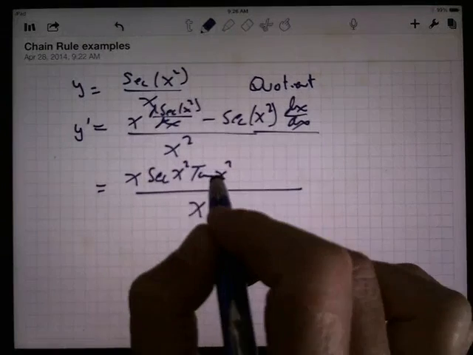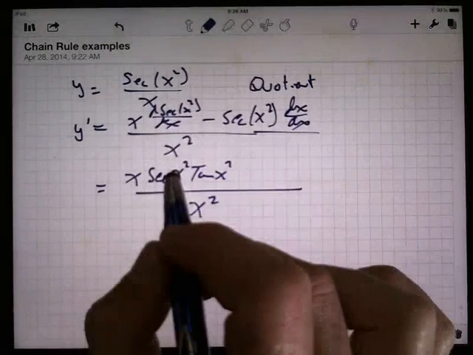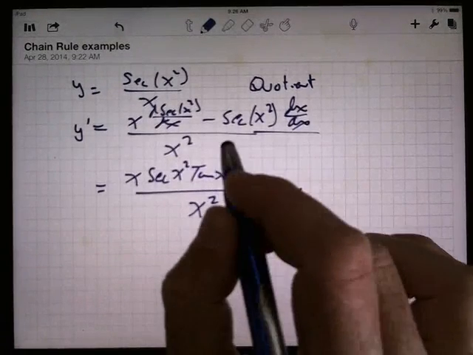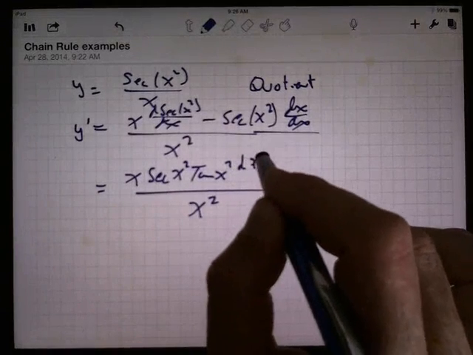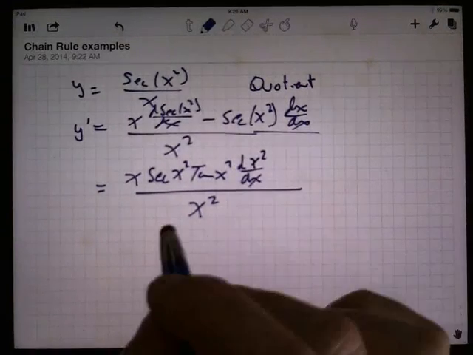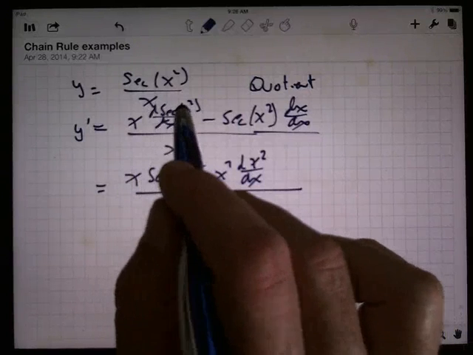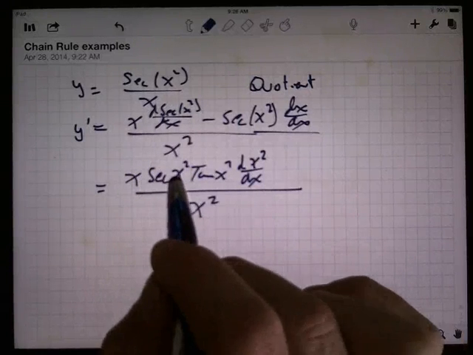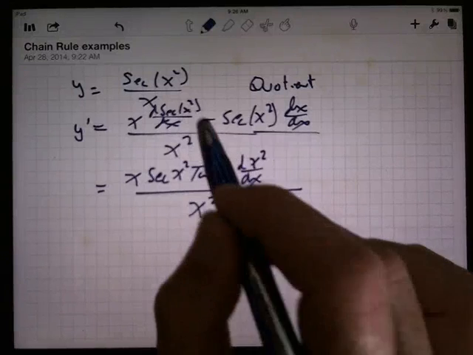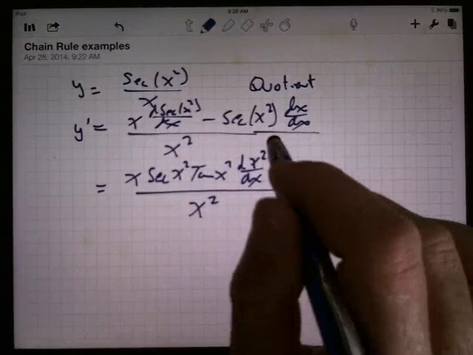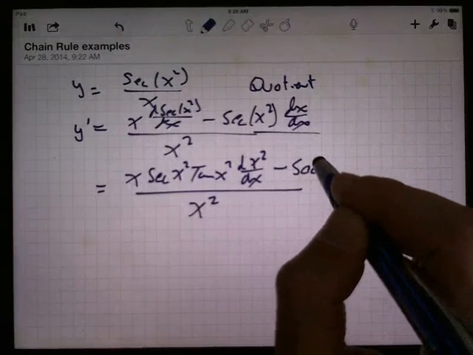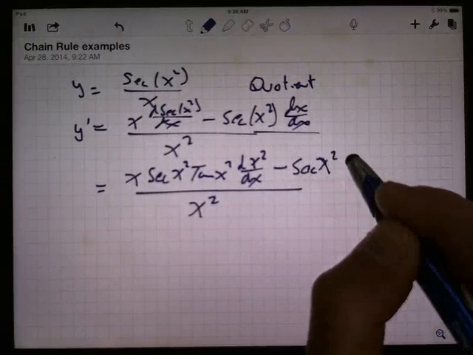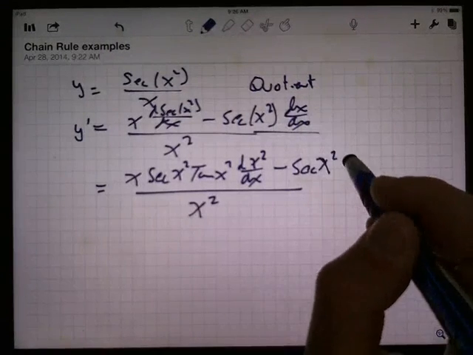I don't change the inside. That's the same u that it was there, secant u, tangent u. But now I have to multiply by the derivative of what's inside, times the derivative of x squared. That's the chain rule. The outside function here was secant, so I took the derivative of the secant, leaving the inside alone. Then the chain rule says multiply by the derivative of the inside. Right? And then I have over here, I got a secant of x squared times 1.